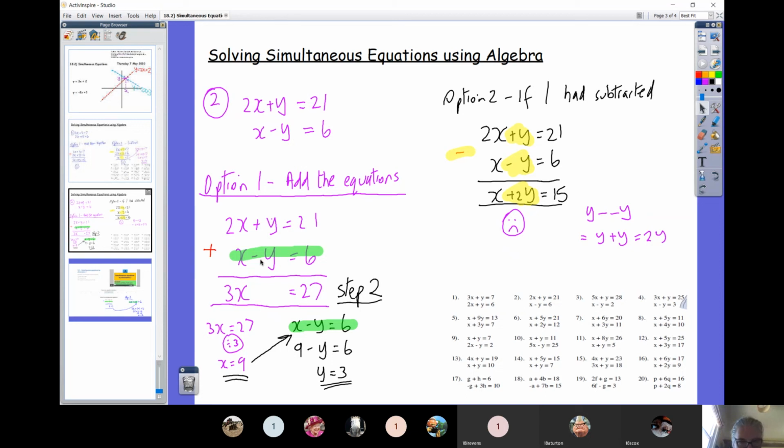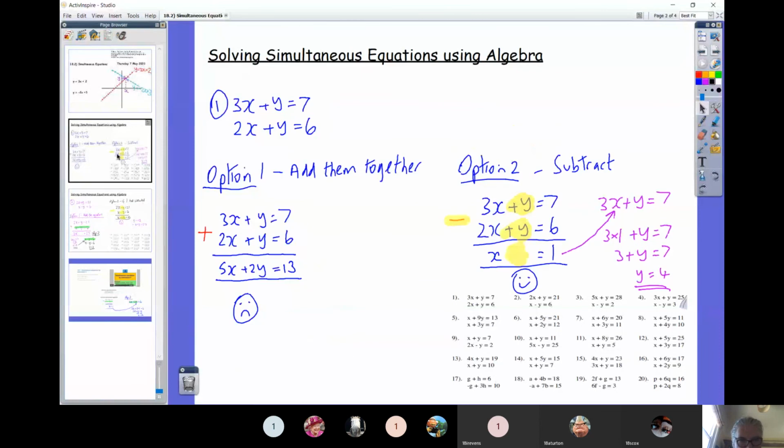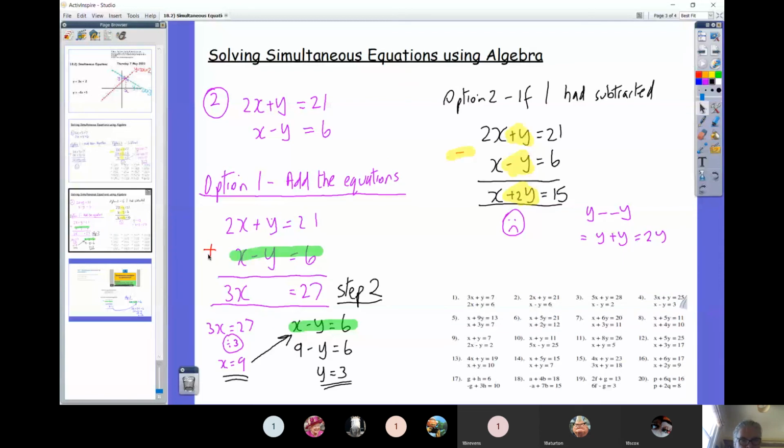Now, why have they disappeared? It's because if you add them when the signs are different, that's what makes it disappear. So on question number 1, when the signs were the same, it made sense to take away because that's what got rid of the y's. However, with this question, when the signs are different, you've got to make the decision to add the equations together to have the desired effect of eliminating either the x's or the y's.